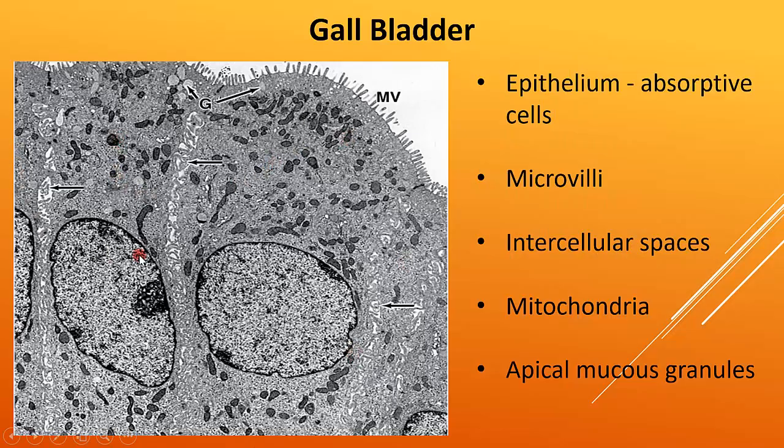Now this is an electron microscope image of the epithelium of gallbladder. In this, we can very beautifully appreciate the microvilli present on the apical surface of the cell, which leads to a brush border appearance. Then there are apical mucus granules. There are mitochondria, and these are intercellular spaces, and there is a nucleus which is basal and oval shaped.